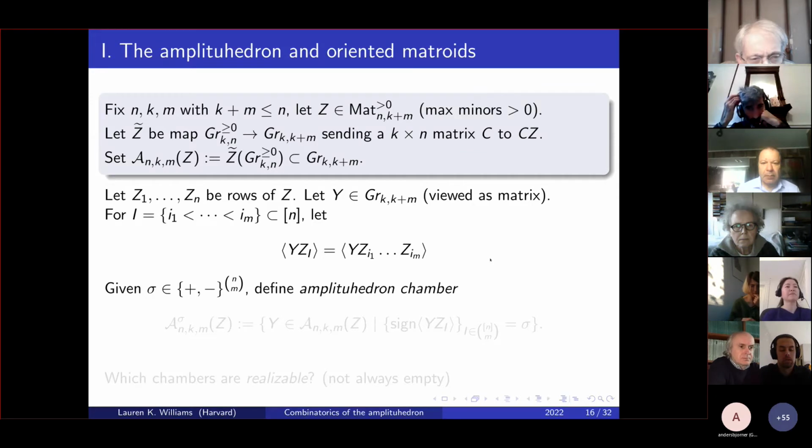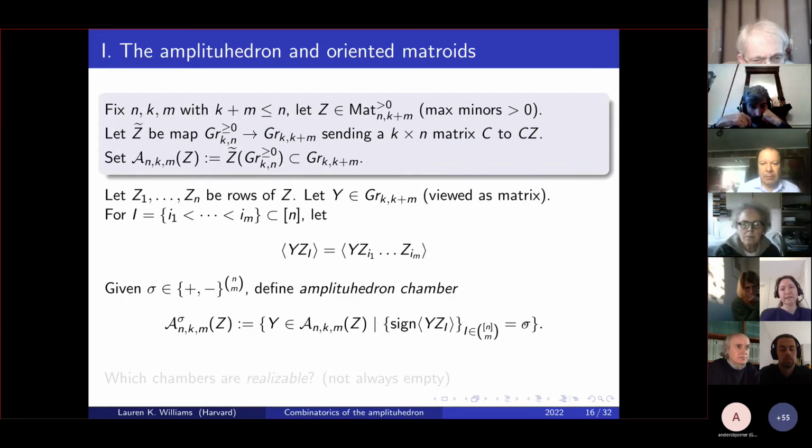So the number of twistor coordinates is n choose m, right? I have a twistor coordinate for every m-element subset of 1 through n. So now given sigma, a sign vector, it's a vector where every component is either plus or minus and it has length n choose m. We'll define the amplituhedron chamber to be the set of all amplituhedron elements whose signs of twistor coordinates exactly agree with this sign vector sigma.